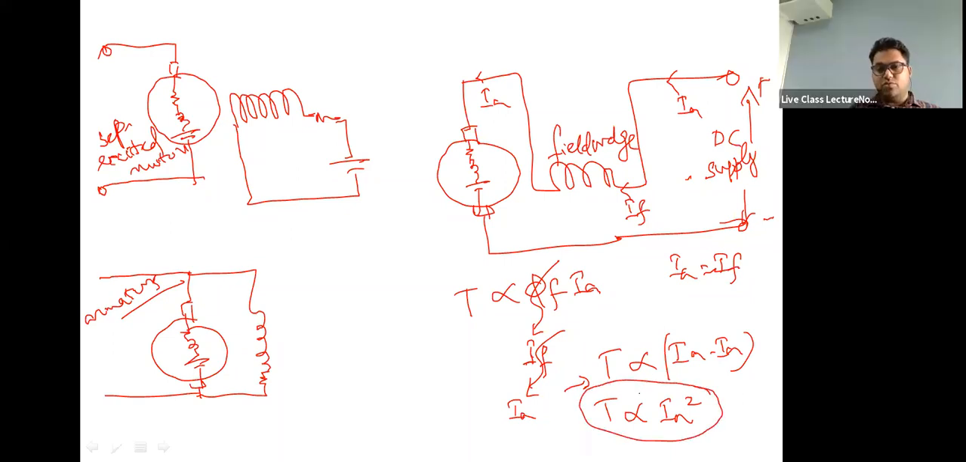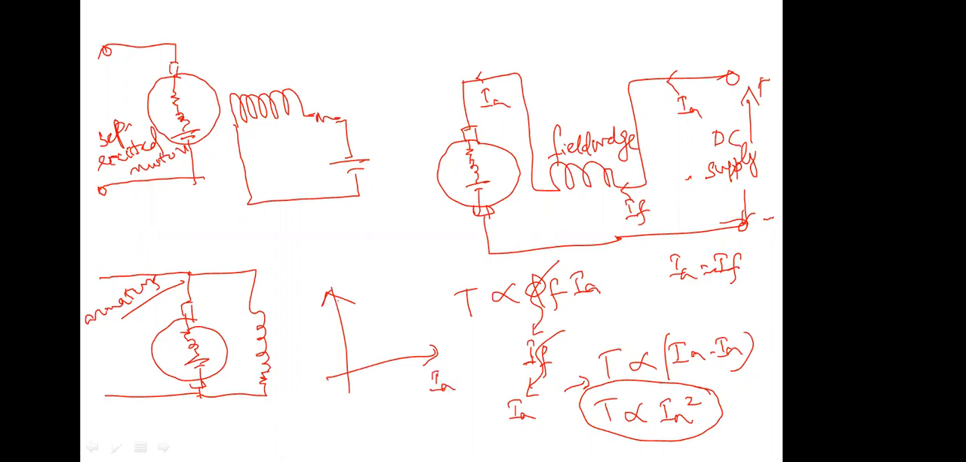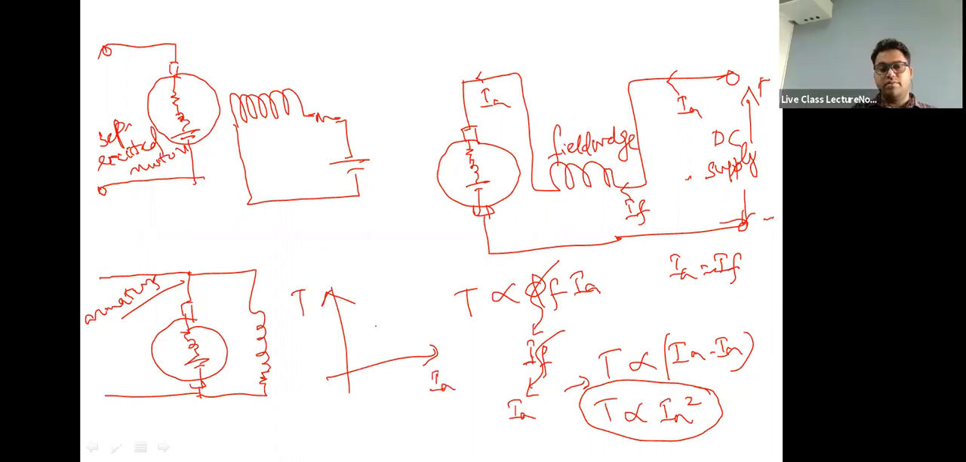Right? So do you think this will be a linear motor? To draw a graph, no. It will be parabolic. The torque will not be straight, it will be something like this, Ia square, right? So that is the importance of this.